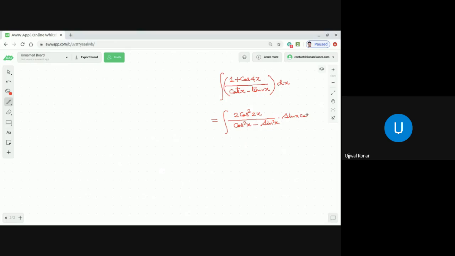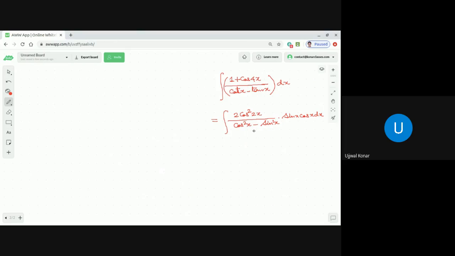How can you think of that? I can write cot x equal to cos x by sin x, and tan x equal to sin x by cos x. Correct? Then what will happen? Sin x into cos x will be the LCM, right? All of you got it?